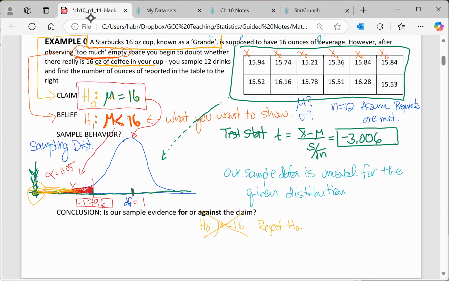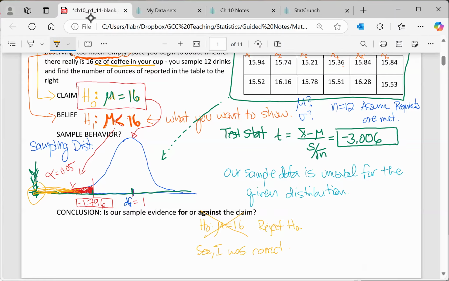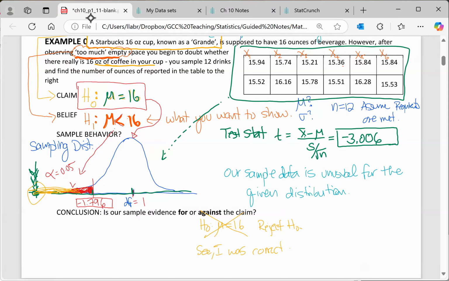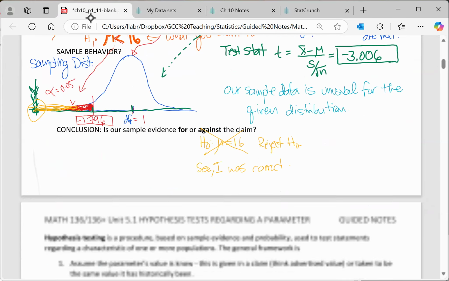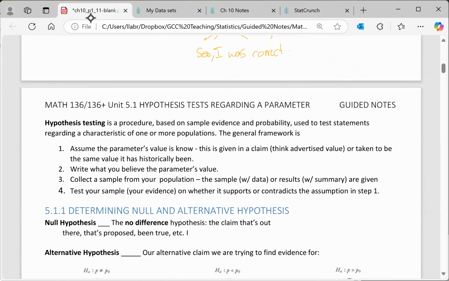Okay, so because you reject H0, you're now going to say, see, I told you I was correct. So our sample provides evidence that we are correct. All of this is evidence. Your sample is the essential evidence for the claim. All right, this is essentially a hypothesis test. Let's go ahead and summarize what just happened.